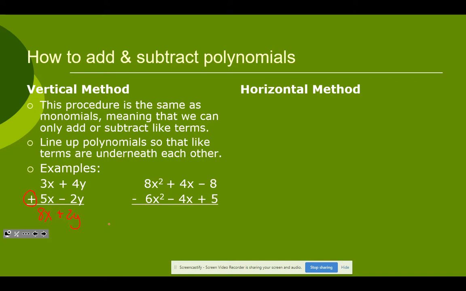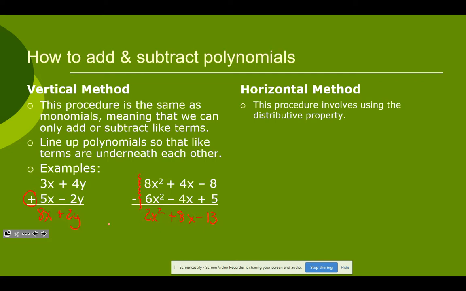This one we're going to subtract all the way through. Sometimes it may help to just put a line here just to remind yourself that you're subtracting the whole time. 8x squared minus 6x squared is 2x squared. 4x minus a negative 4x gives me a positive 8x. A negative 8 minus a positive 5 gives me a negative 13.